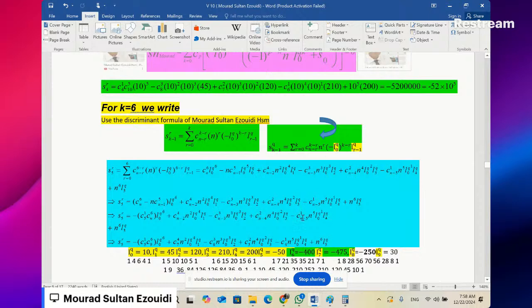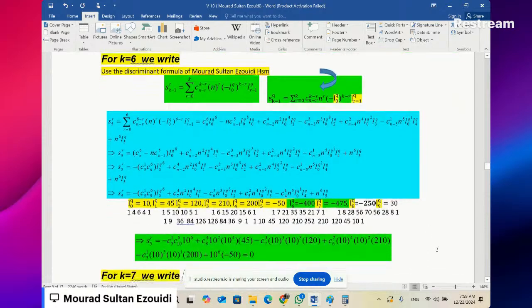I will now use this one. I will make my own substitution. N is 10, L0 is clear, it's 10. L1 is 45, L2 is 120, L3 is 210, and then the fifth coefficient of my original 30-degree combinatorial, which is equal to 200. Okay, substitution now, and I'm going to calculate this.